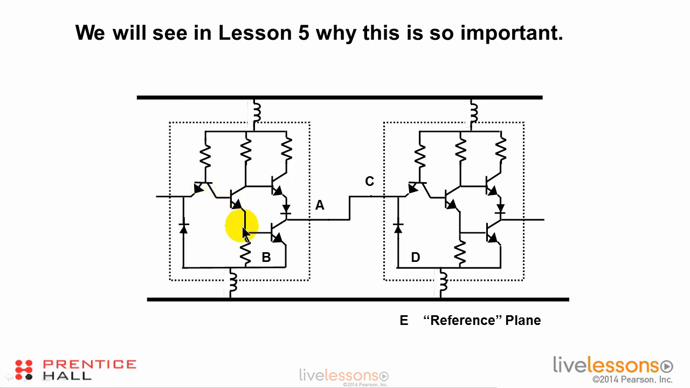That turns on this transistor, that turns on this transistor. That brings this point down low so that A is approximately equal to B. And the current is going to flow from the power supply along this path, down through this transistor, down through that inductor, and back out again.